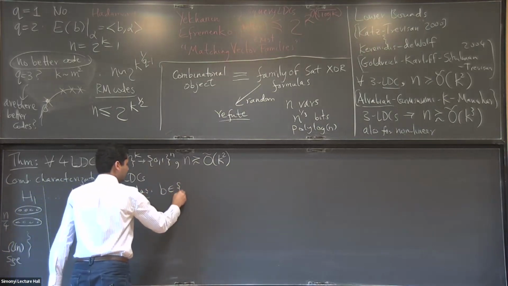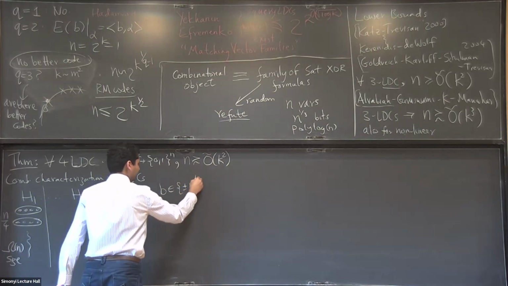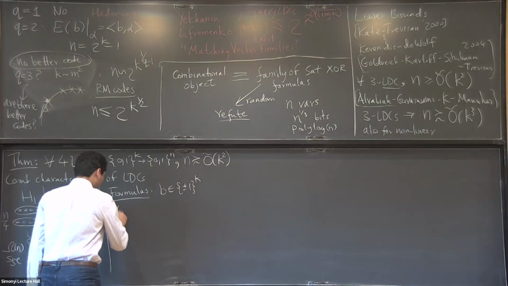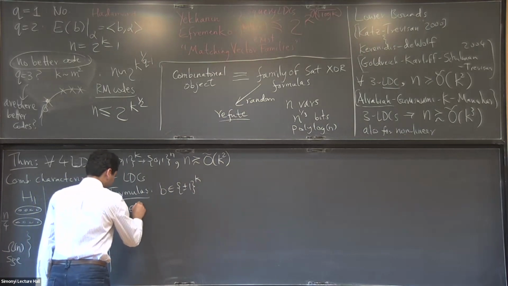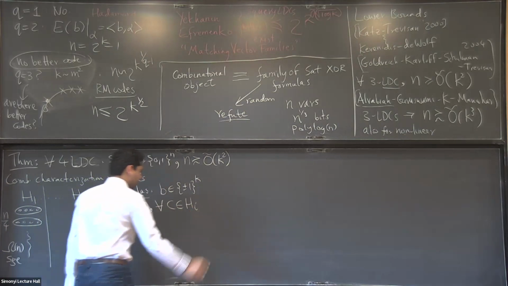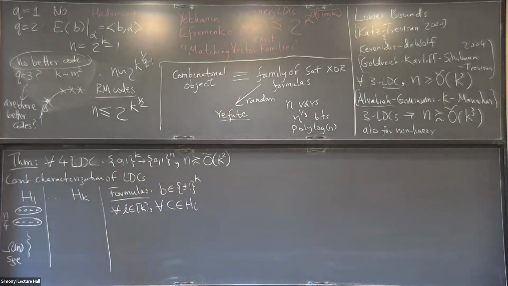So B is, think of it as the message bits. Then for every i, for every 4-tuple C in the ith matching, so the decoding sets, the XOR of the 4 bits in C correctly computes the ith bit, meaning B sub i.